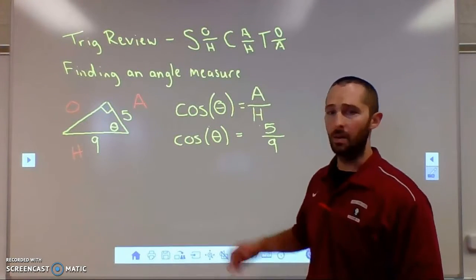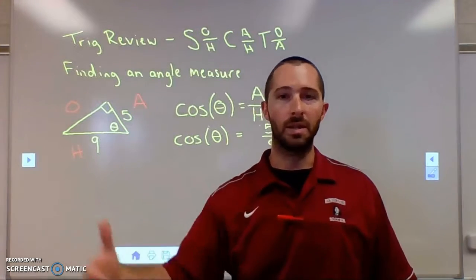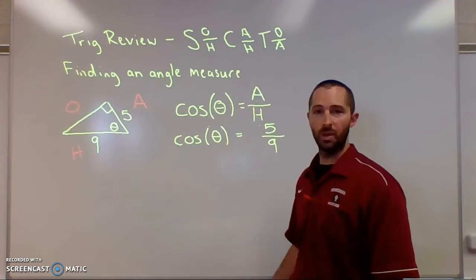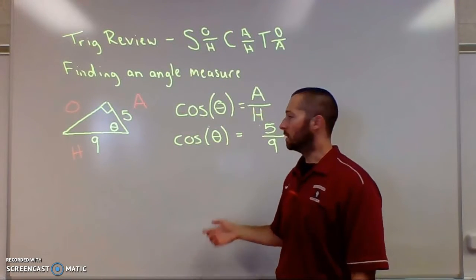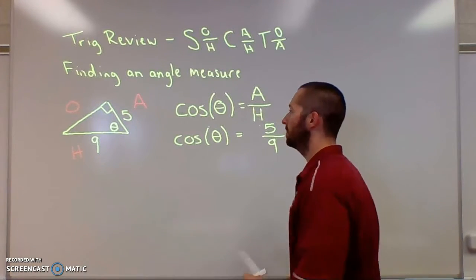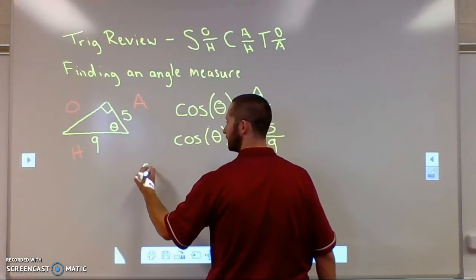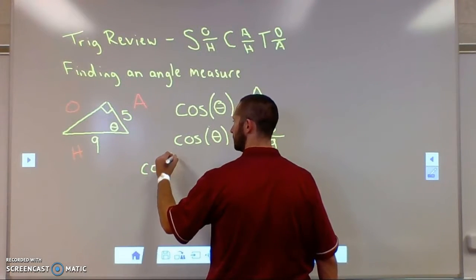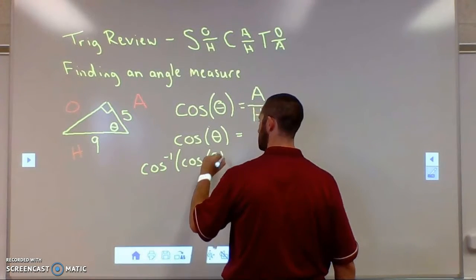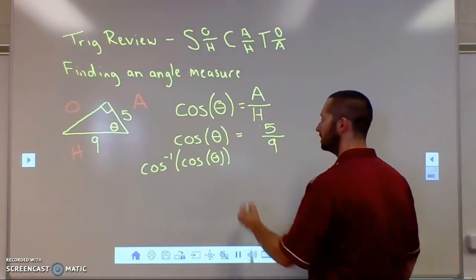Now, cosine, sine, tangent are all operations just like addition, subtraction, or multiplication and division. And whenever we're dealing with an equation and we want to solve for an unknown that's within an operation, we need to do the inverse. It just so happens that the inverse of cosine looks like this. Alright, so there is the inverse of cosine. It's cos negative 1.